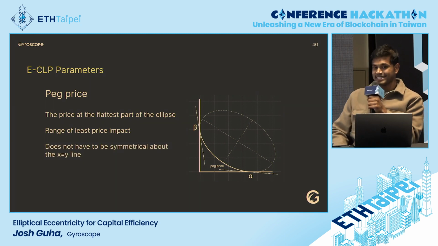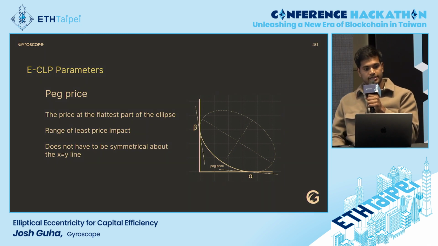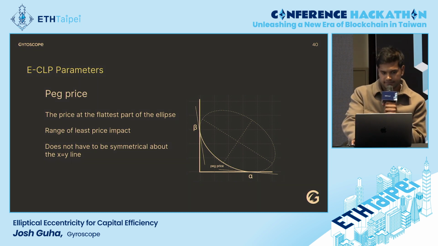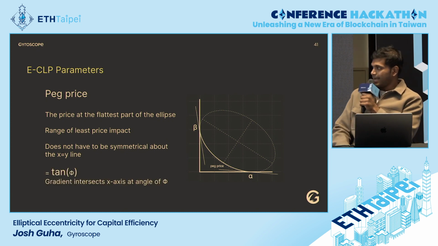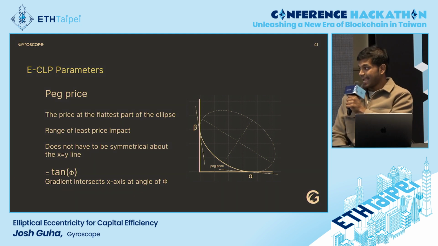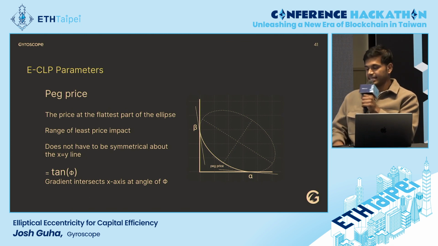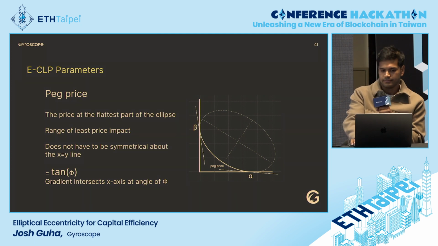Note that the peg price doesn't have to be symmetrical about 1, unlike in stable swap, because of our ability to translate the ellipse anywhere and rotate it. So this is super helpful in use cases where perhaps you want most liquidity focused in the upper bounds of the trading range, but you want to reserve some capital for lower probability cases nearer the lower bound. Mathematically, the peg price is calculated as the tan of the rotation angle phi. To see this, note how the peg price gradient line, when extended, makes angle phi with the x-axis.